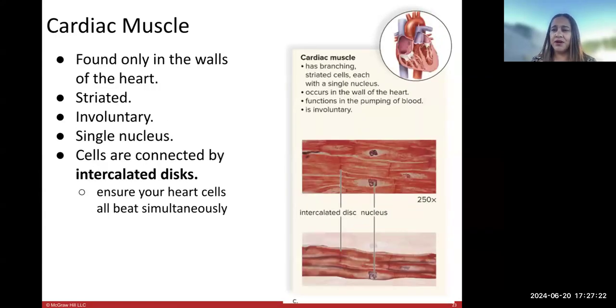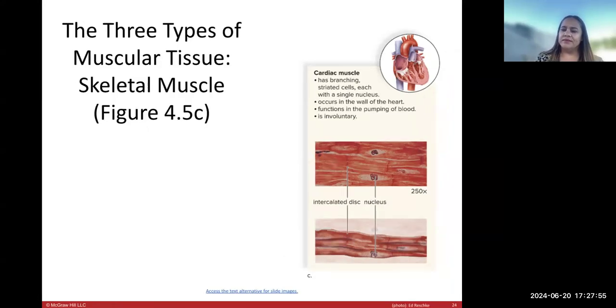Cardiac muscle. The word cardiac implies heart. This is the muscle that is only found in our heart. It is striated, so it has those stripes, just like skeletal muscle, but it has an extra thick stripe called an intercalated disc. It also has a single nucleus, and obviously it is involuntary. We don't voluntarily tell our heart to beat. But those intercalated discs are the ways that our heart cells communicate with each other. So our heart beats as one unit. So under the microscope, this is what the cardiac muscle looks like.